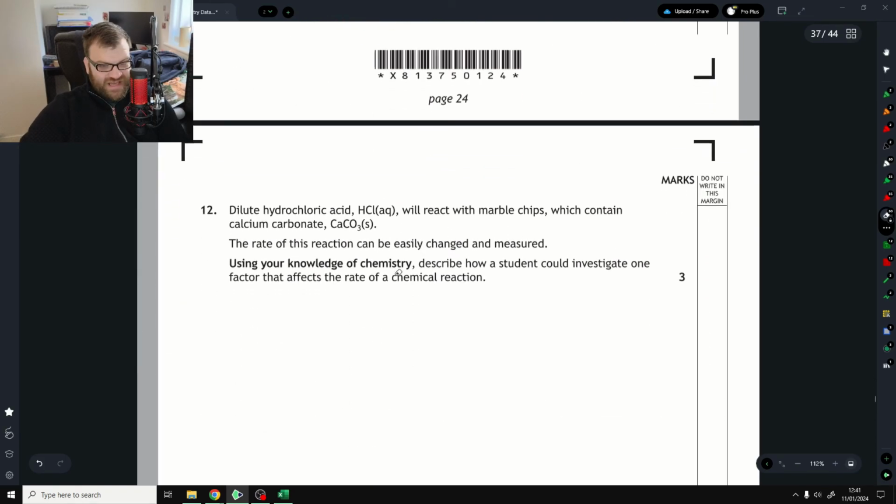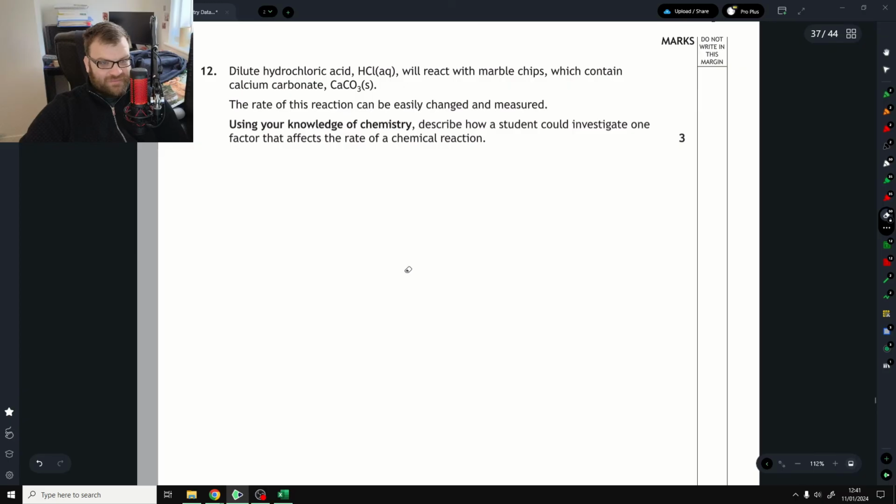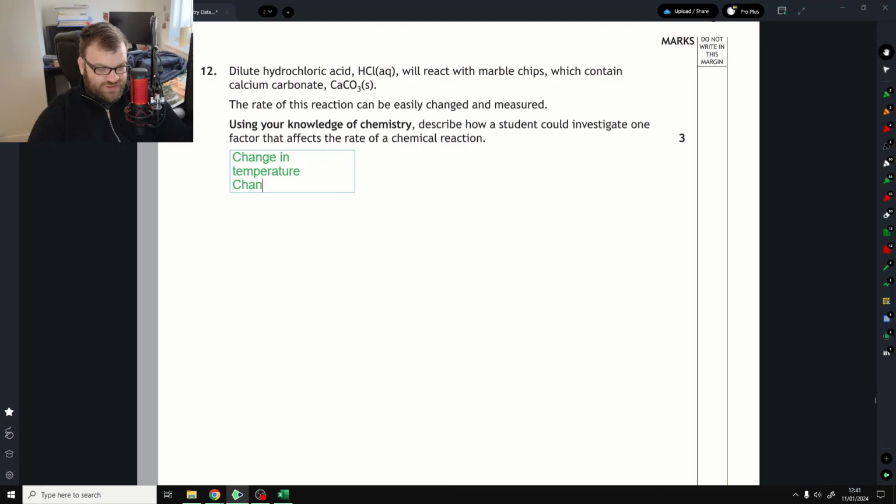Final question, using your knowledge of chemistry questions. We are asked to describe how a student can investigate a factor that affects the rate of chemical reactions. I would probably start with just writing down what are those factors. We have change in temperature, change in particle size, change in concentration, adding a catalyst.